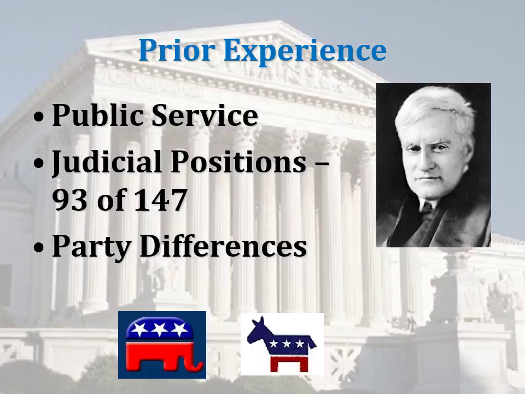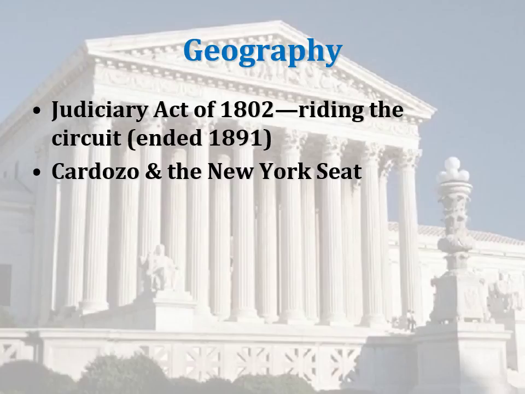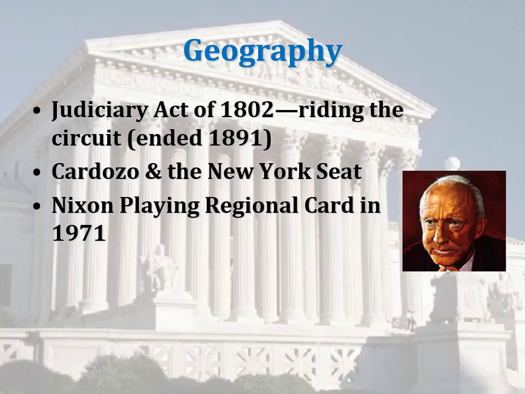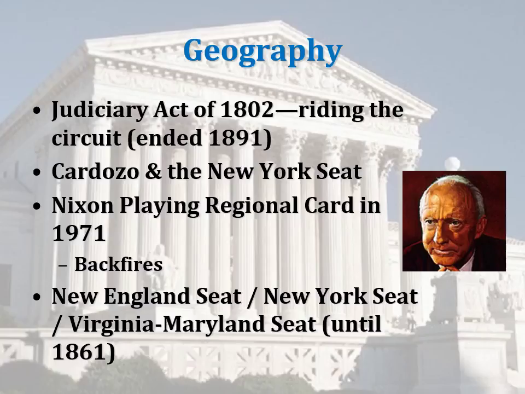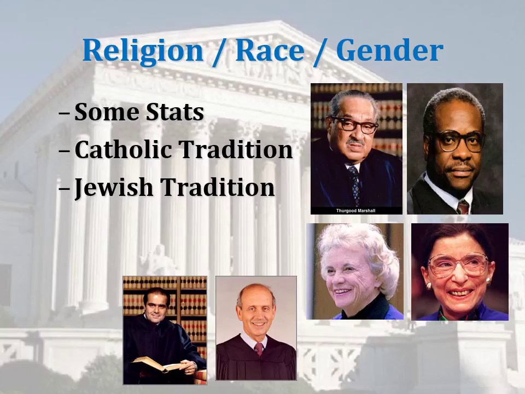And we talked about the party difference between the Republican Party and the Democrat Party. Geography: we had the Judiciary Act of 1802, and riding the circuit ended in 1891. Cardozo in the New York seat, Nixon playing the regional card and ultimately failing at it, and it backfires. And the New England seat, the New York seat, and the Virginia-Maryland seat until 1861. Religion and race, some stats, the Catholic tradition, the Jewish tradition.